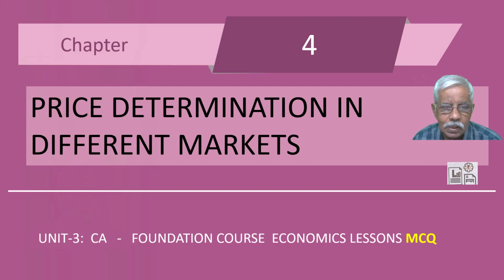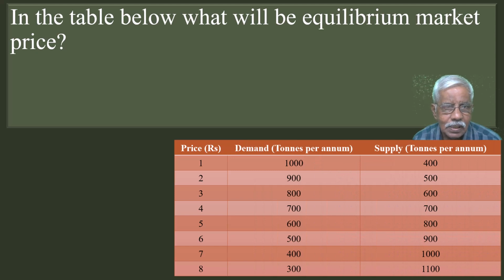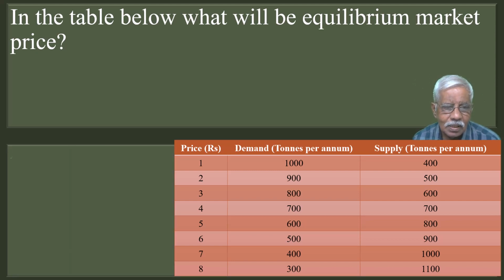In this tutorial, we are going to see the answers for some of the multiple choice questions. These questions are taken from chapter 4, Price Determination in Different Markets. The first question, in the table below, what will be equilibrium market price? The table is given. Now the options 2, 3, 4 and 5. We have to choose the correct answer.